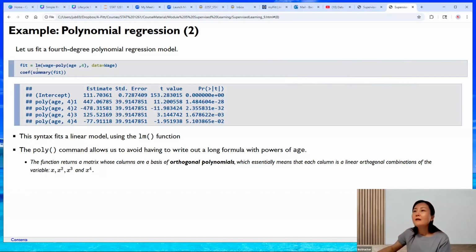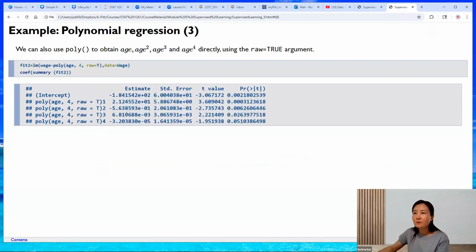And then if we fit the model using these 4 terms, including the intercept, we get this result. The coefficient table shows you whether or not each term is significant. Apparently, up to here, the p-value of the polynomial term is very significant. But this one, the p-value is slightly greater than 0.05, so this one is not significant anymore. So at least the cubic term is still significant.